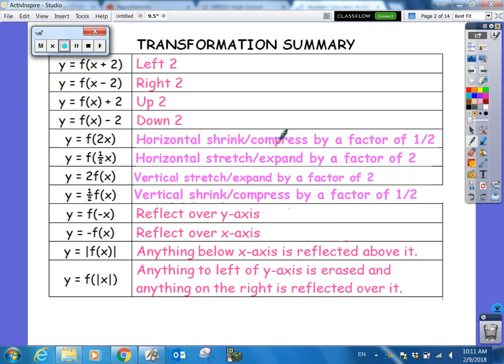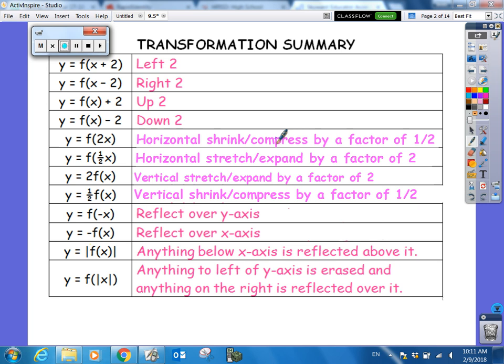Vertical stretch and shrink, it's like in Algebra 2 when you probably said wide and skinny. So a 2 makes the graph really skinny, so that's considered a vertical stretch. That's the more technical, correct term to use. You might have used expand in Algebra 2, and that word's okay too. Vertical shrink or compress, either of those words are okay.